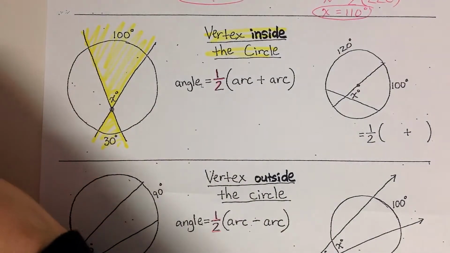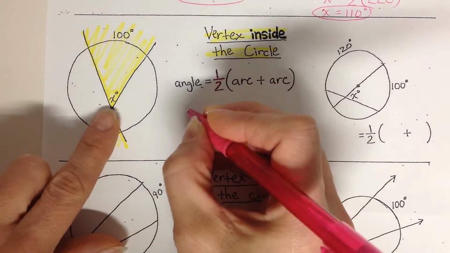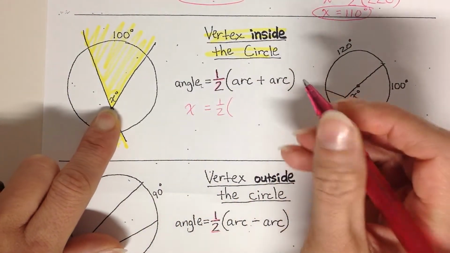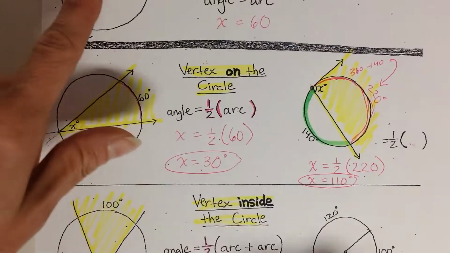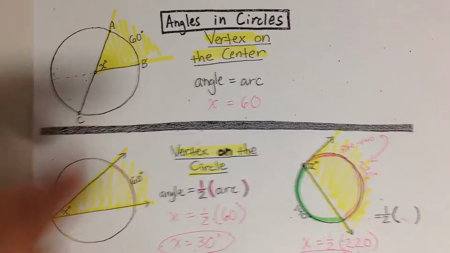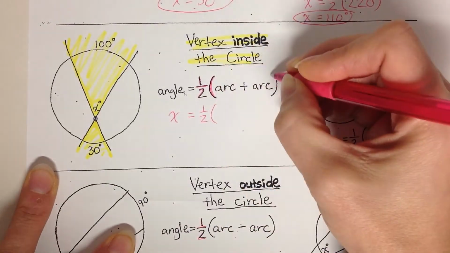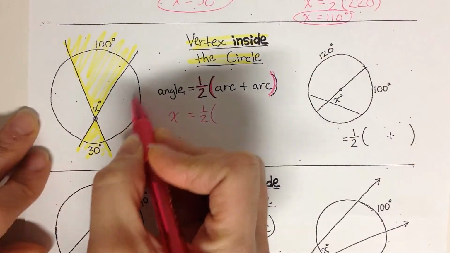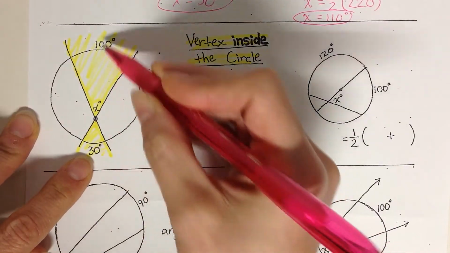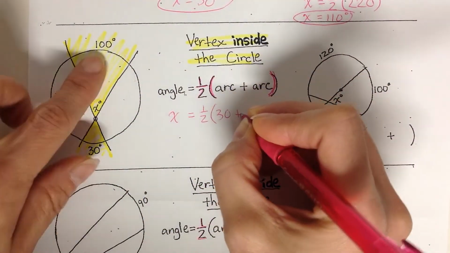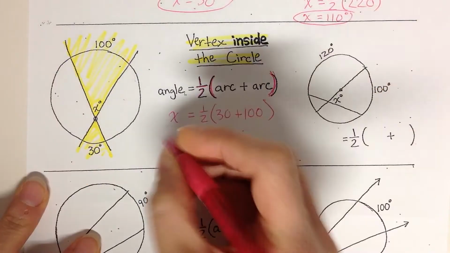Alright, so what do we do? The angle, which is x, is equal to half. Don't forget your half. The only time you don't do half is on the center. This is the only time you don't do half. All the other ones, make sure you do half. Okay, again, my arc's going to go inside those parentheses. And when I'm inside, really it's going to be the average, 30 plus 100.